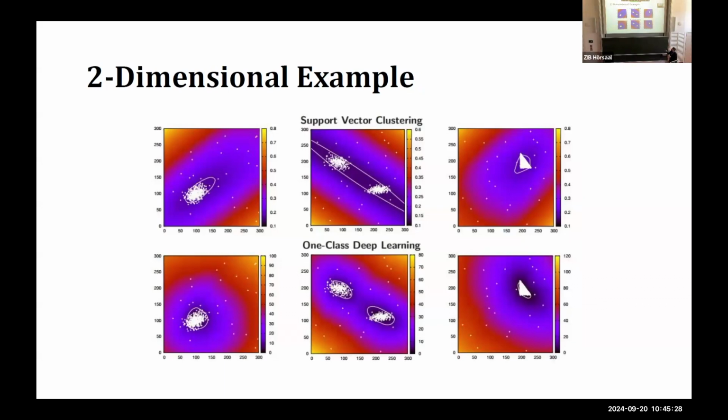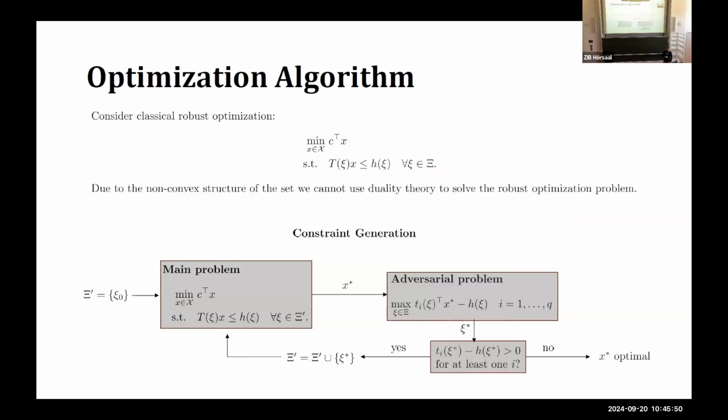So this is a comparing method where they use support vector machines for this clustering. So you see here the sets are quite bad in many cases because they are always convex. And the neural network, because of this high non-convexity, it can actually find quite good sets where also the regions are non-convex or even disconnected. And now again, you have to solve the robust problem.